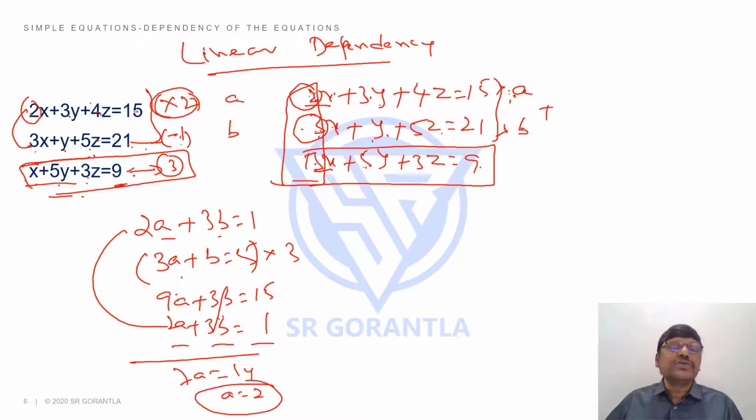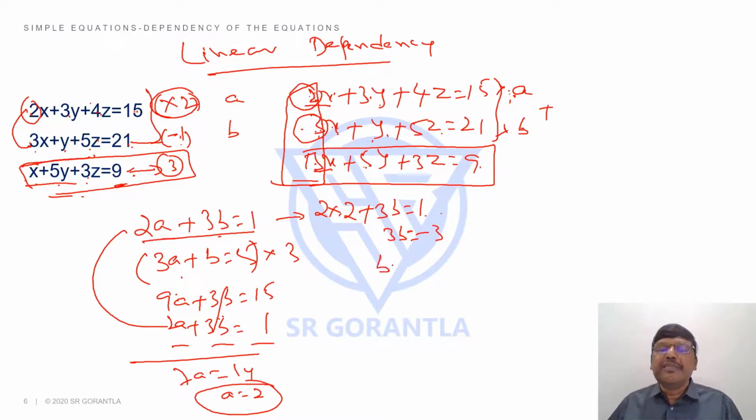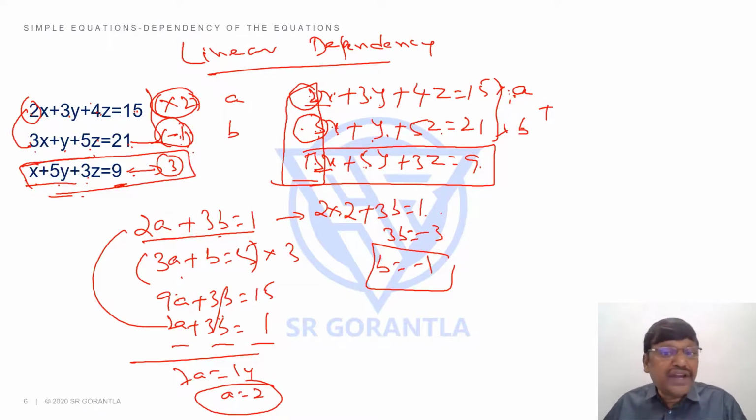Once a is equal to 2, students, if I substitute here, 2a plus 3b is 1, which means 2 into 2, 4 plus 3b is equal to 1, which means 3b is equal to minus 3. You can see that 1 goes to the other side, 1 minus 4, so b is equal to minus 1. That means if I multiply the first equation with 2 times and multiply the second equation with minus 1 time, I get the third equation. You have to confirm it, students.